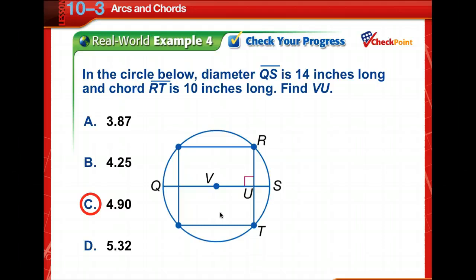Okay, so we know that QS is 14, RT is 10. So we know that SV is 7, which means RV is also 7 that we're going to sketch in. So our RU is 1/2 of 10, so that's 5. So we're going to set it up: 5 squared plus VU squared is equal to 7 squared. And I get the square root of 24, which is approximately 4.90.